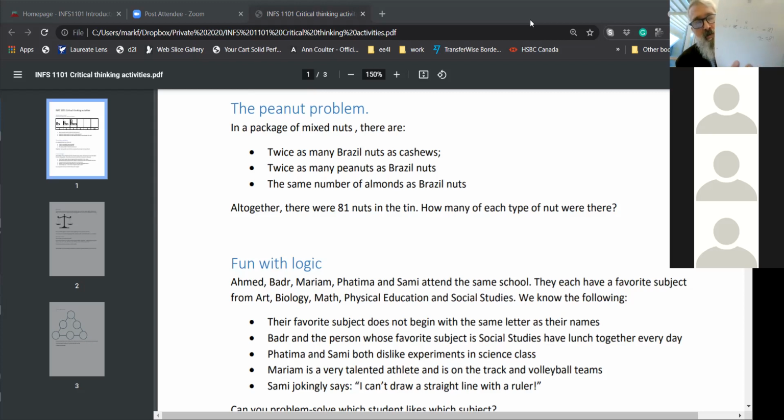Now, if you're good with your basic algebra, you're going to know the answer, right? 81 divided by 9 is equal to C. That's your algebra, moving things around. So C is going to be equal to 9. There's 9 cashews. So that means there's 18 Brazil nuts, and there's 36 peanuts, and there's 18 almonds. So 18 plus 18 is 36, plus 36 is 72, plus 9 is 81.